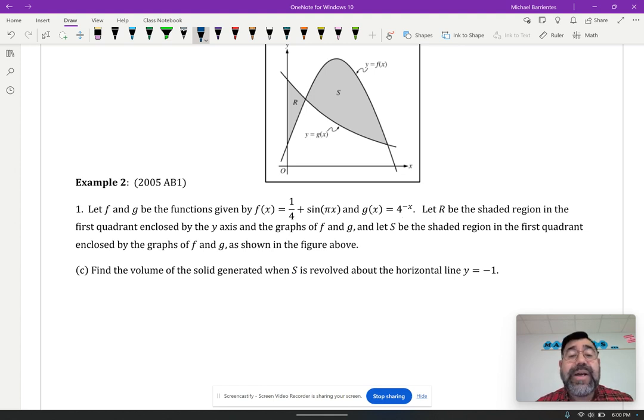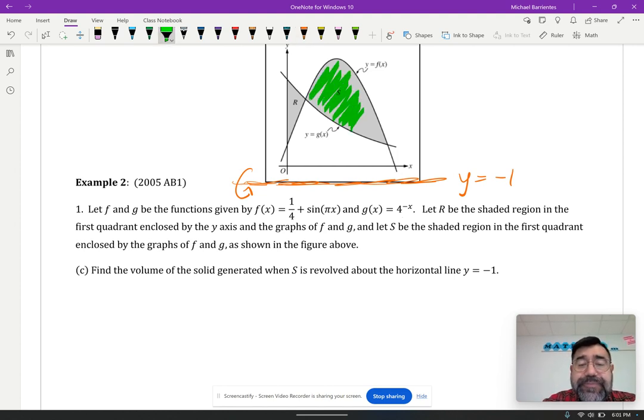Well, I don't even see y equals -1, right? So y equals -1 is somewhere down here, and I don't even know where it is. So I'm just going to draw it down here. Y equals -1. So this is my axis of revolution. This is the shaded region that I'm going to revolve about that axis, y equals -1.